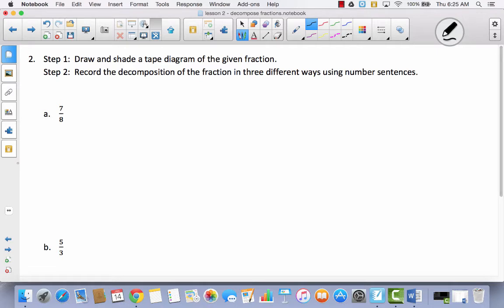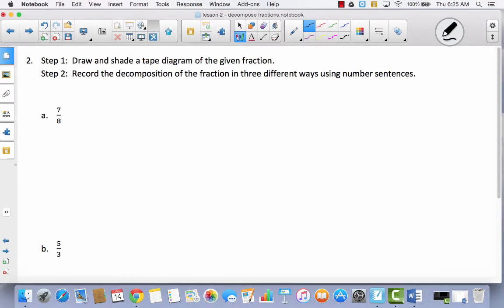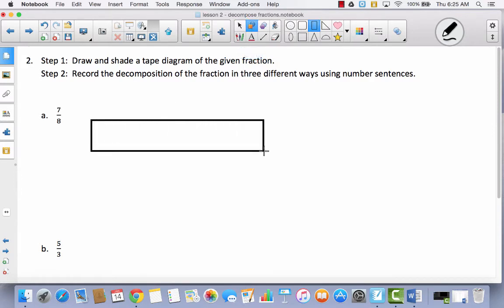So let's go ahead, and I'm going to use my tool to draw a rectangle. Make sure that you're drawing your tape diagram big enough that you can tell what you're doing there. Now we have to decompose this tape diagram into eighths. So I'm going to start by dividing it into halves, and then I'm going to divide it into fourths like this. By doing it this way, instead of just drawing lines, it helps me to make sure that my tape diagram looks nice and even. So take the time to make it look correct.